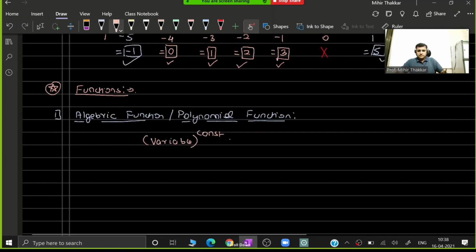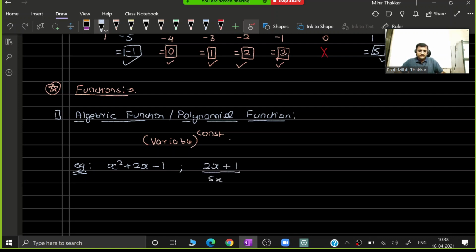Okay. If I take an example for this, I can have x square plus 2x minus 1. It can be 2x plus 1 divided by 5x minus 2. I can take the above function that I had taken, x square minus 4 upon x minus 2. So guys, these are all the various polynomial functions with which we will be solving in our examples. I will explain to you how we have to solve the questions. But in order to solve the questions, we should know the type of function first of all.